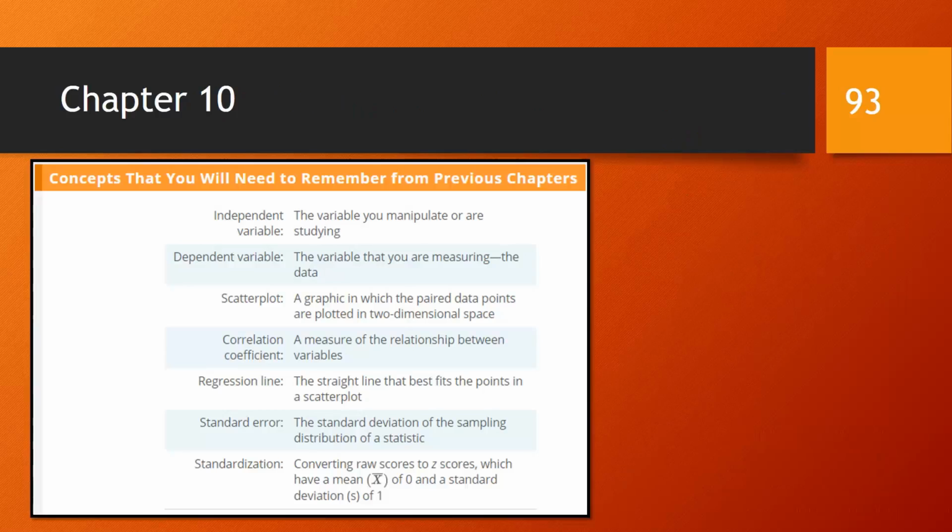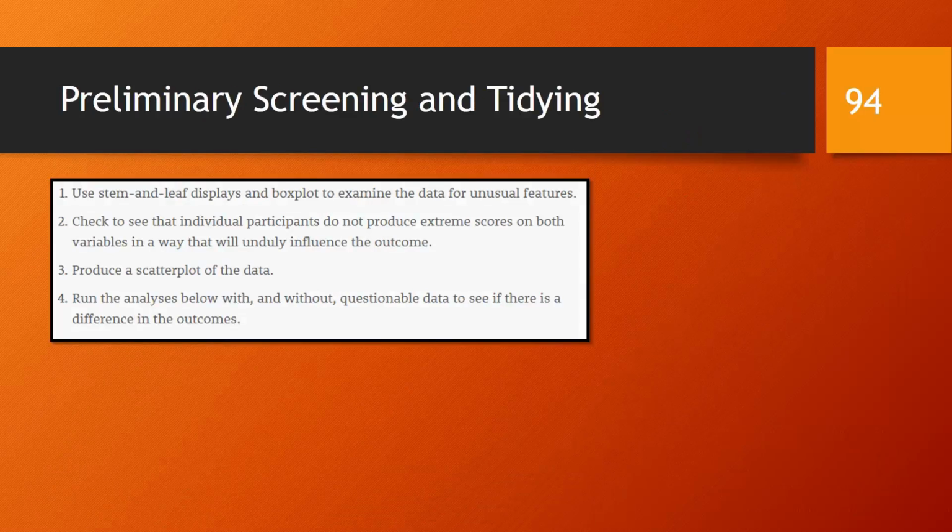Before we start with Chapter 10, we'll take a look back at concepts from previous chapters: an independent variable, dependent variable, a scatter plot, correlation coefficient, a regression line, standard error, and standardization. Before we get started, we will do preliminary screening and tidying, which I'll speak about shortly.